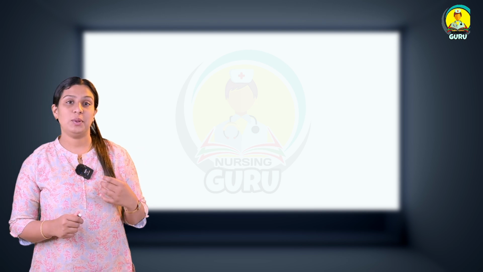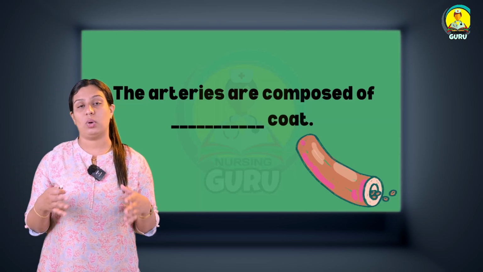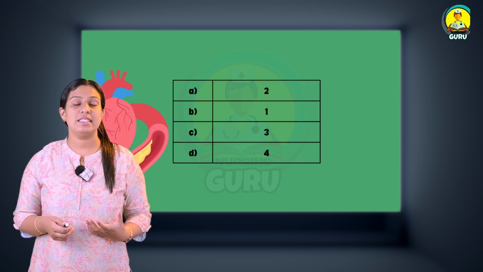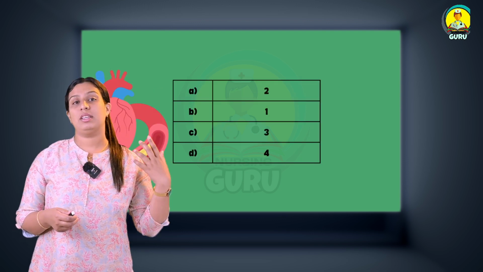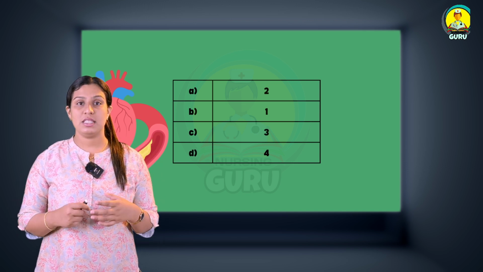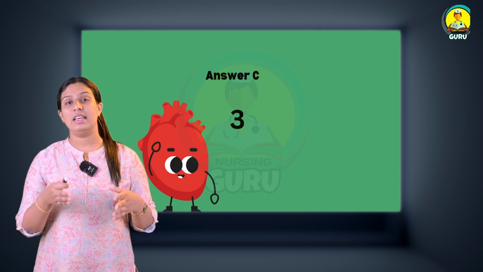Here the second question: the arteries are composed of dash cords. How many cords? So here the options are arranged as 2, 1, 3 and the last option is 4. Here the right answer is 3, meaning option C.